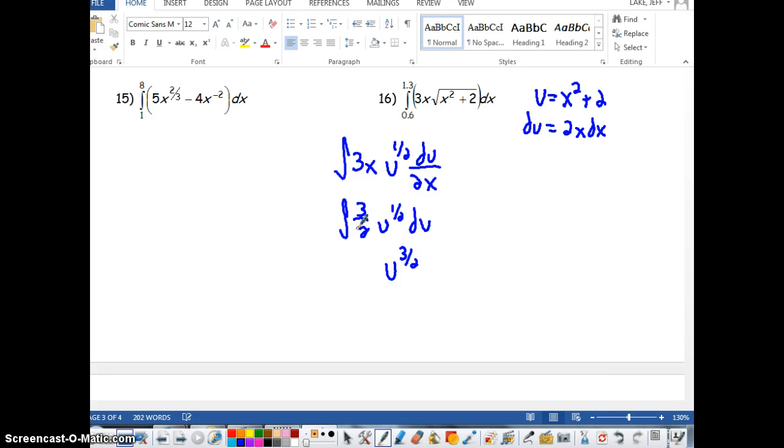Now this is where you have two different options. What are my bounds going to be? One way to do this is you can take your 0.6 and your 1.3, the original bounds, and plug them into the x squared plus 2. If you take 0.6 and plug it in, you end up with 2.36. If you take 1.3 and plug it in, you end up with 3.69. And you can simplify from here. We've already integrated. F of 3.69 minus F of 2.36.